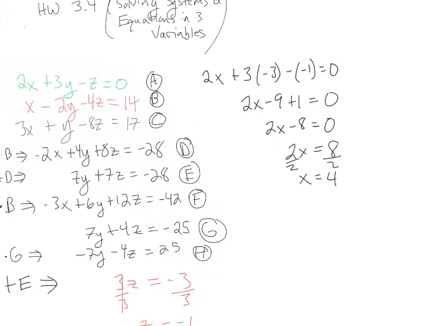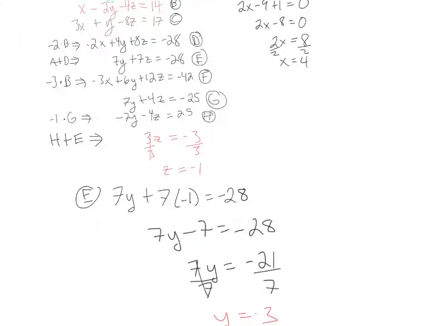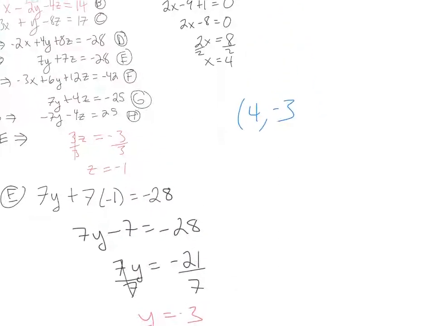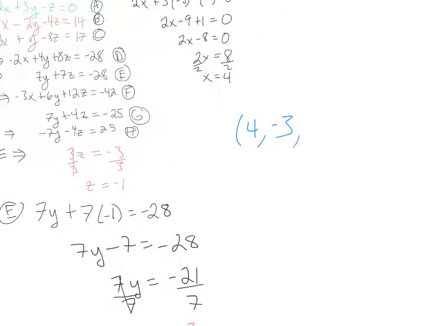Boom, you have found your solution. It comes at the point, and I'll do it in blue. x was 4, y was negative 3, double checking, yep, it was, and then z, the first variable we solved for, it was negative 1.